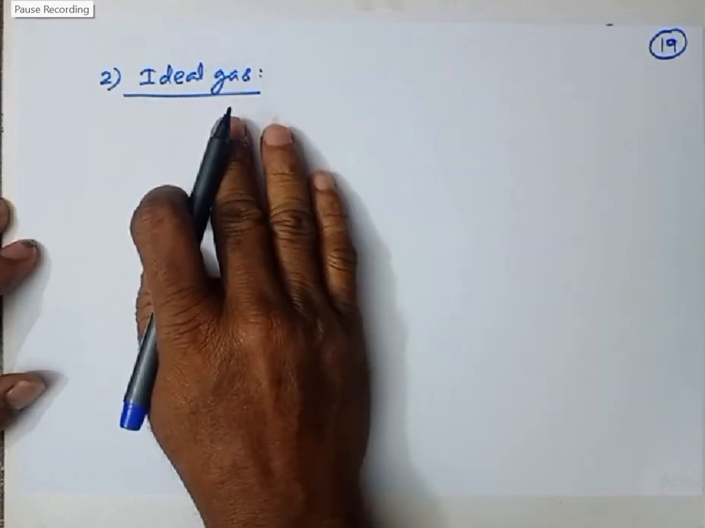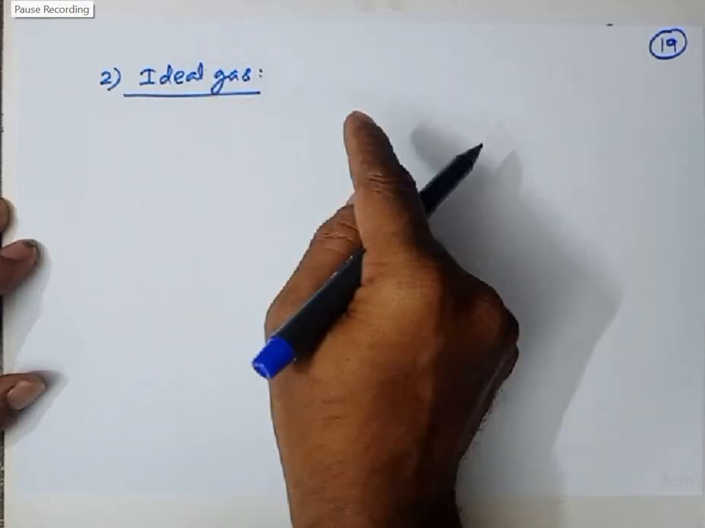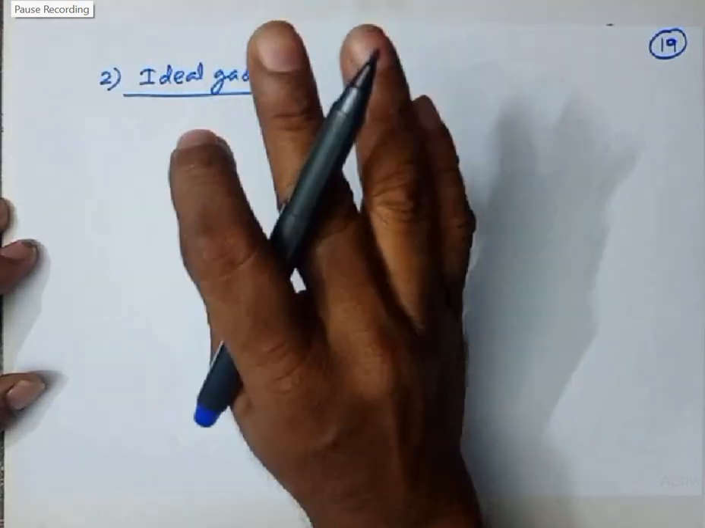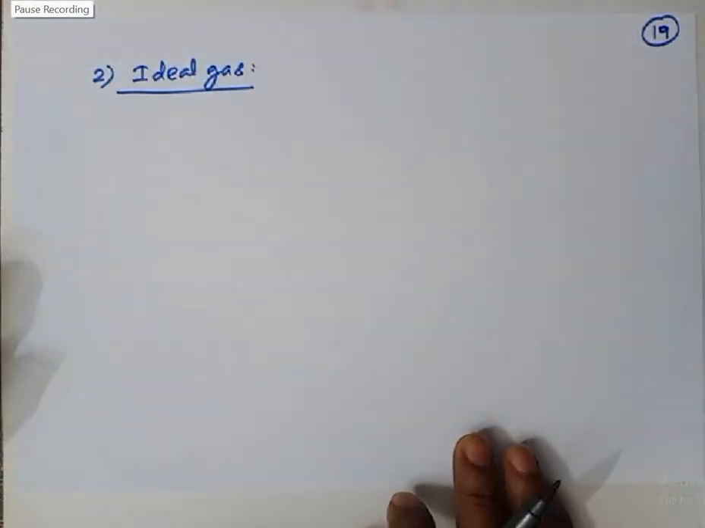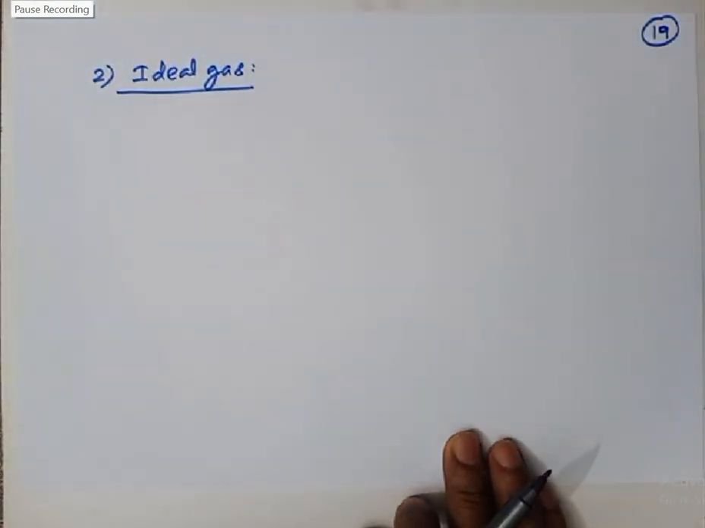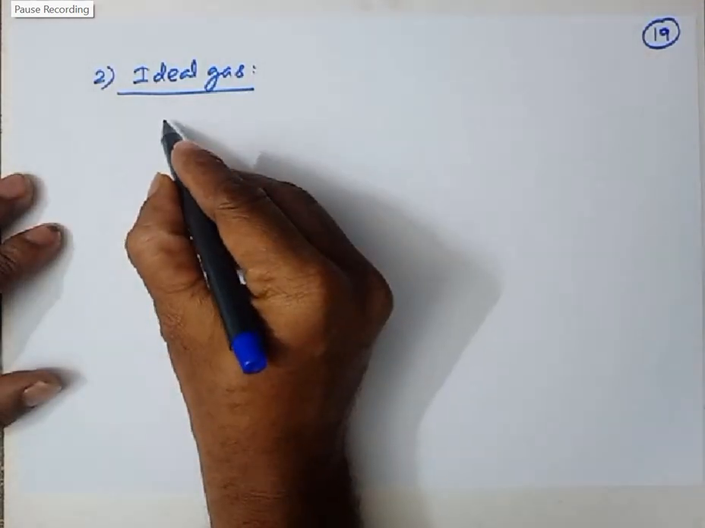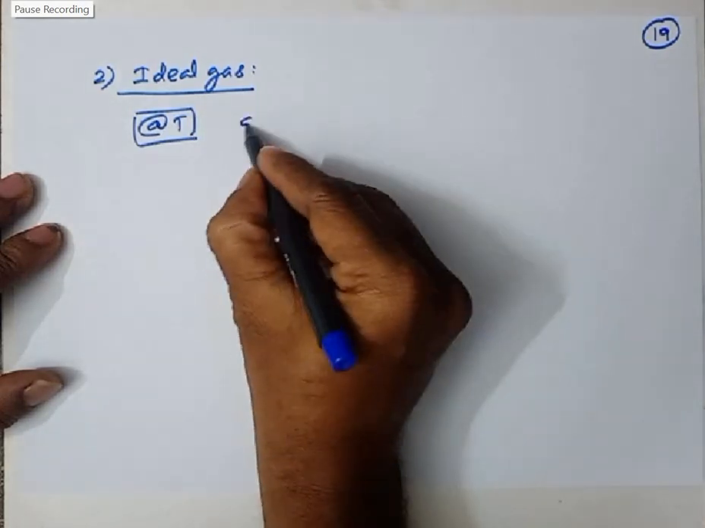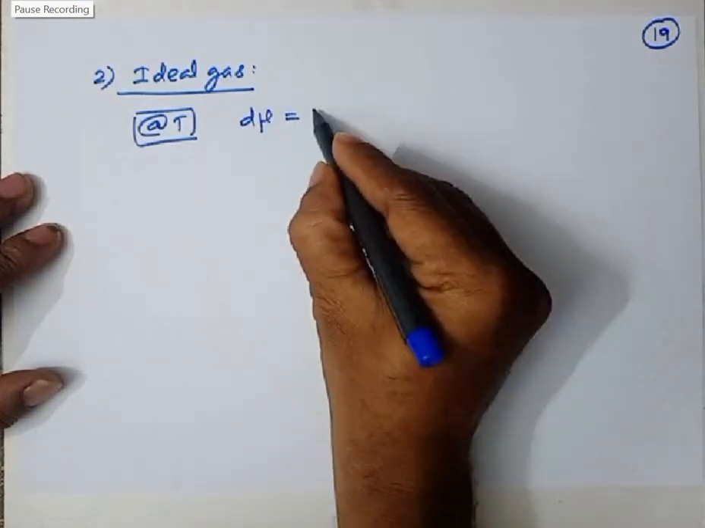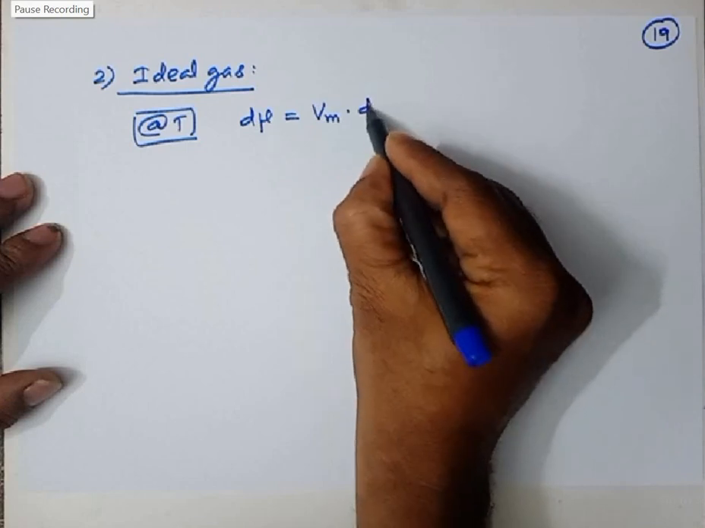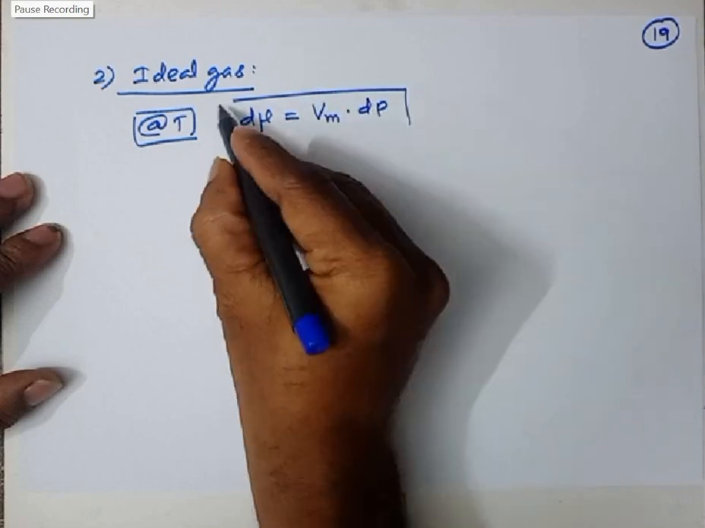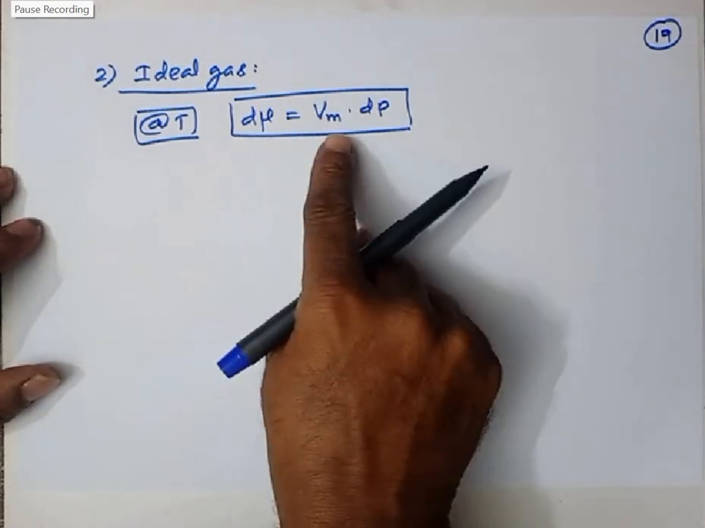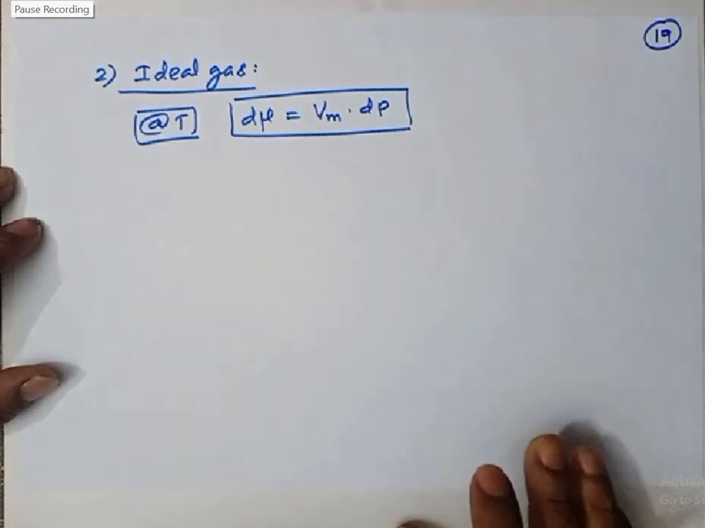In the case of ideal gas, if we change the pressure, what change happens in the chemical potential at constant temperature, that we are going to see. Okay, now see, we know very well at constant temperature, change in chemical potential equals molar volume into change in pressure. Okay, this equation we know very well. Change in chemical potential equals molar volume into change in pressure.